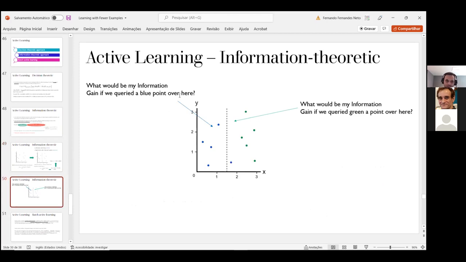And according to this formula, the main catch of using this approach is: what would be my information gain if we queried a blue point over here, given this current model? Or what would be my information gain if we queried a green point over here, or a blue point over here and a green point over here? These information gains would be totally different, right?